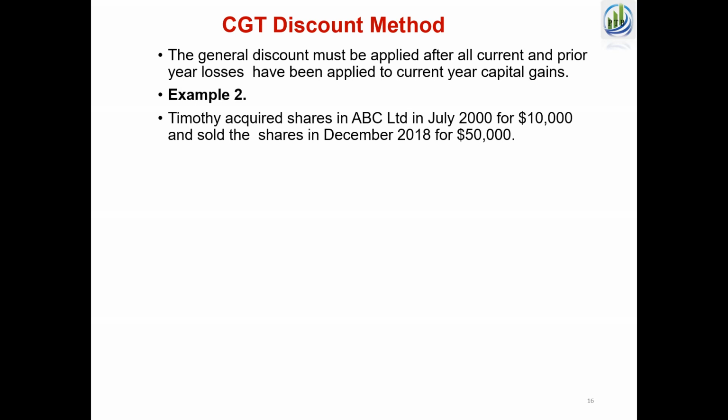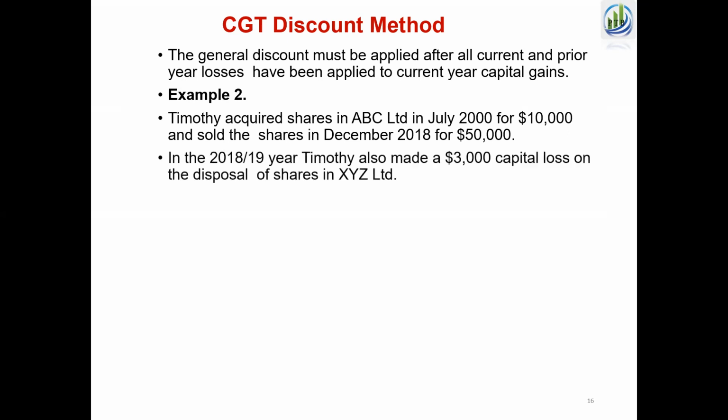So more than 12 months. So how much is the capital gain? 50 minus 10, $40,000. Where is this gain coming from? From the shares.